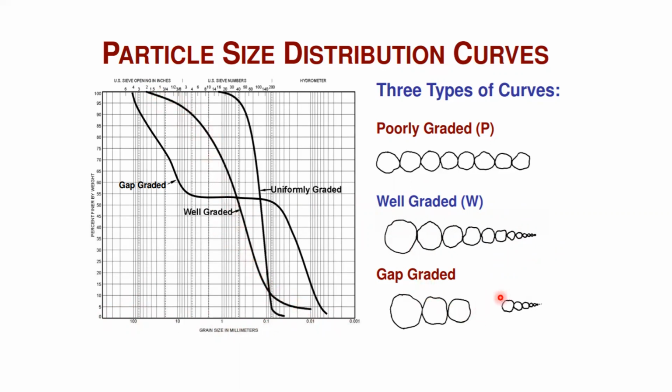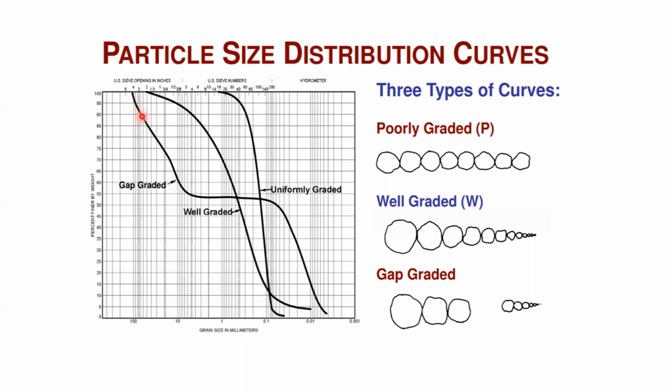Gap graded means some particles are missing. Whatever samples we have collected from any site, if some particle sizes are not there in that sample, we can say it is gap graded. That means some particle sizes are missing. They are not available in that soil, right? So you can see the graph of the gap graded.